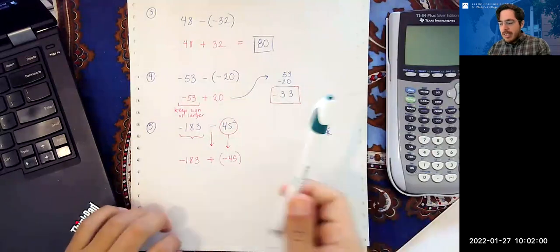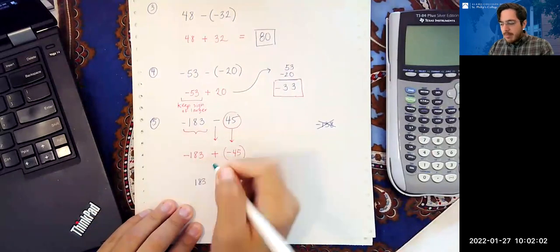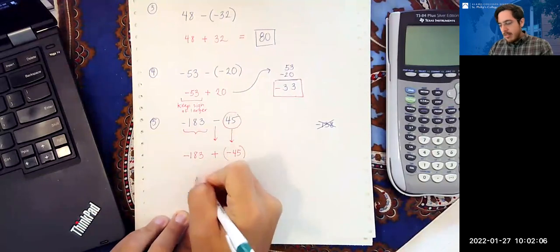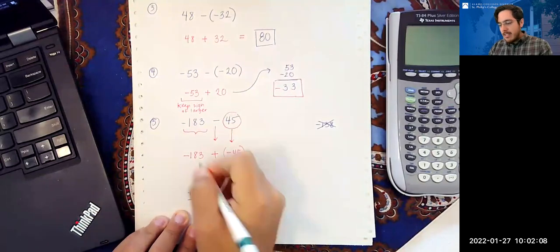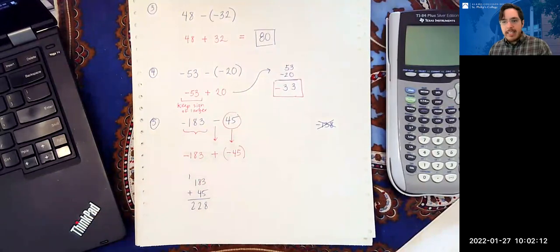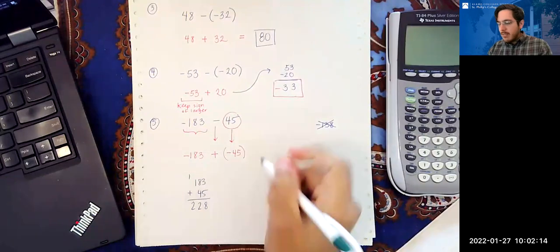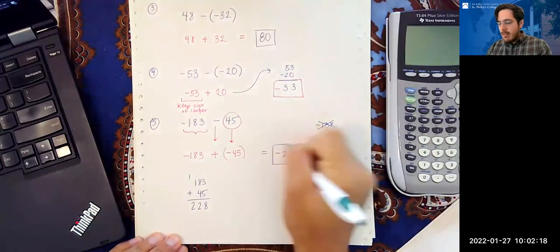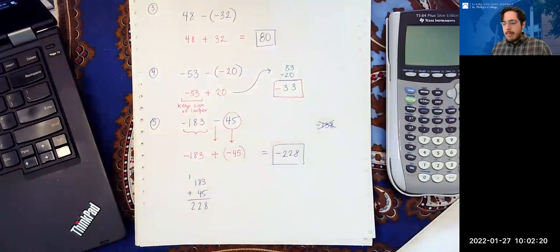Right? So I'm going to add 183 plus 45. That will give me 8. This will be 12, 1 up, 228. But they're both negative, so I should be getting negative 228. See, that's what's throwing me off. Well, that's why I asked for the bigger numbers.